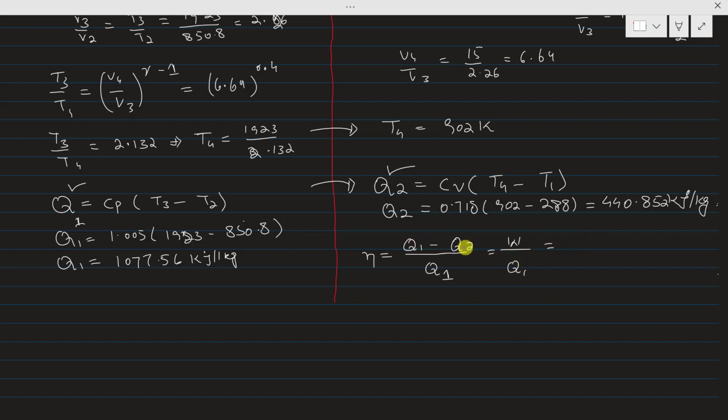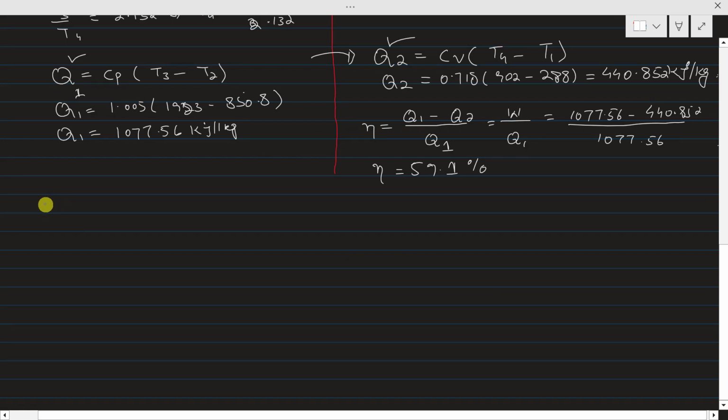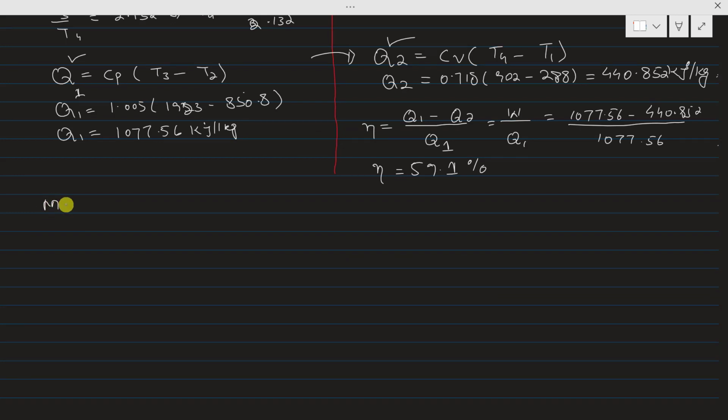So this Q1 minus Q2, Q1 is 1077.56 minus 440.852, divided by the heat that is supplied, 1077.56. So you will get the efficiency after simplification, 1%. Next important thing that needs to be determined in this problem statement is the mean effective pressure.